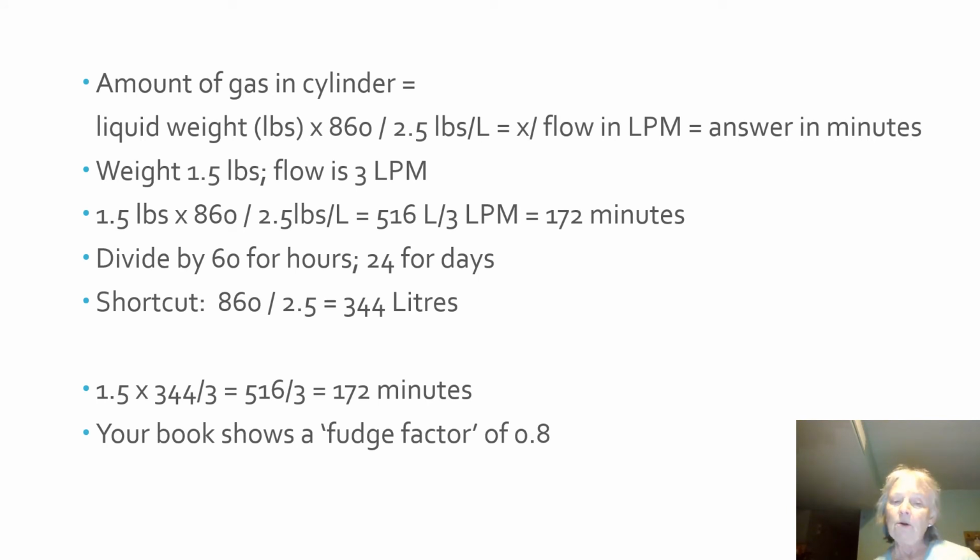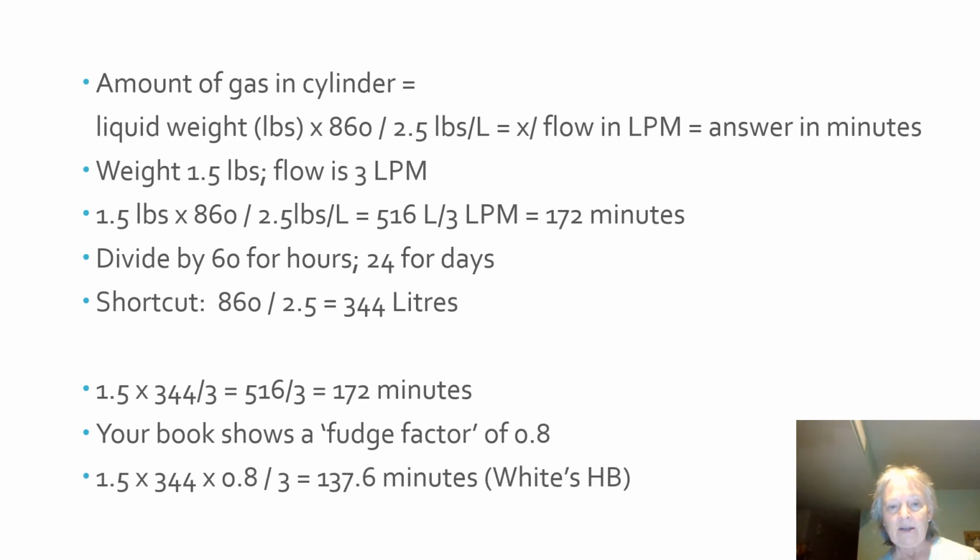And then your book shows that you have a fudge factor of 0.8. So if you were to use that, it would be 1.5 times 344 times 0.8 divided by 3, and that came up to 137.6 minutes.